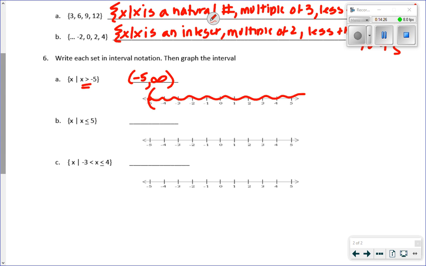Okay, part B, it says the set of all x such that x is less than or equal to 5. So I'm going to plot my point at 5, because I know that's the number that we're talking about here. The inequality sign says equal to, so that means I'm going to draw a bracket. I know I'm talking about numbers less than, so I'm going to shade to the left. And then I need to copy that on the line above. So my stopping point is 5 with a bracket around it, and it goes on forever in the negative infinity direction, so that needs to be a parenthesis.